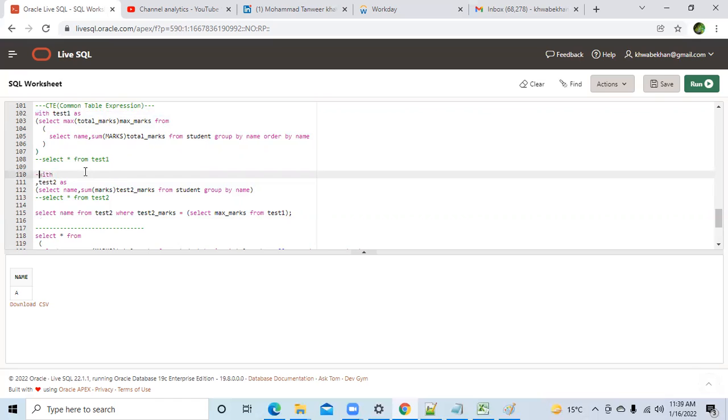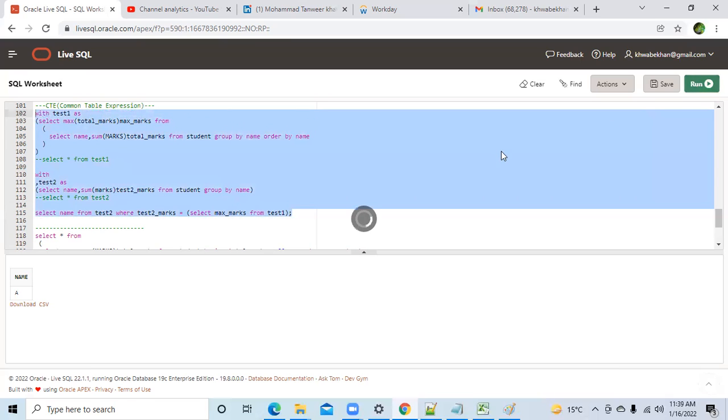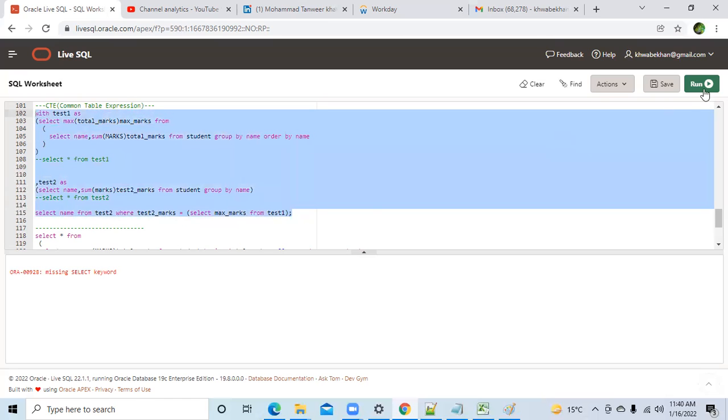I will show you. If I keep this with, this will throw an error message. See, I'm keeping it again. This will throw an error message, right? So that's why this with is not required.